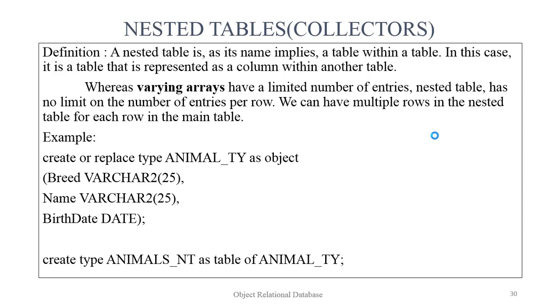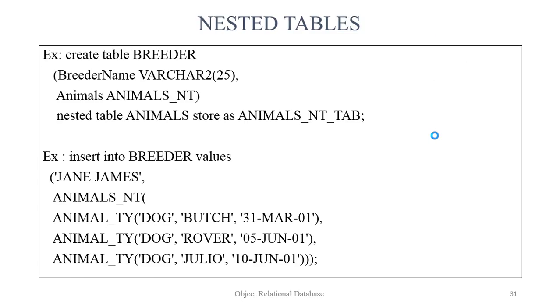an object type called animal ty is created, and then a nested table named animal nt is created whose contents must be of the type animal ty, and it is called a nested table because it is nested within another table. A table called breeder is created where animals is an attribute whose type is nested table. Hence, its contents have to be stored in a separate table called animals nt tab. And Oracle takes care of pointers to join the main table and nested table.